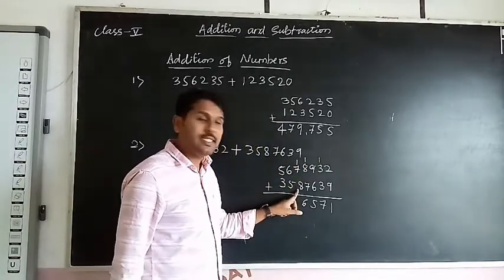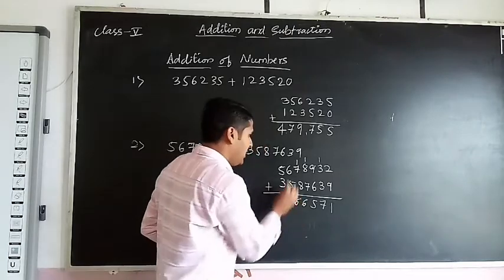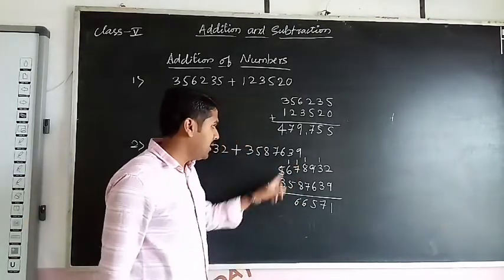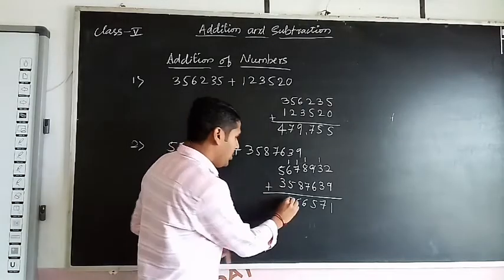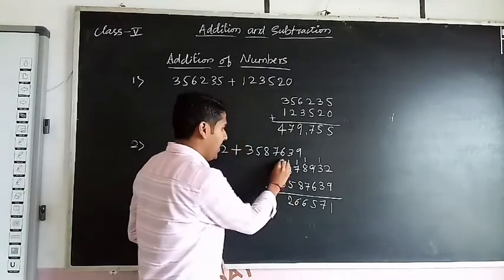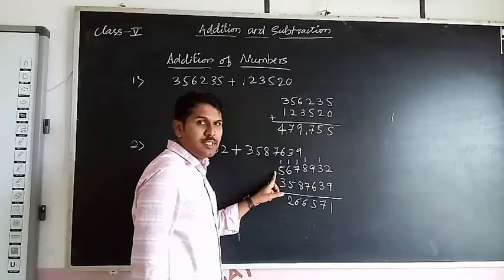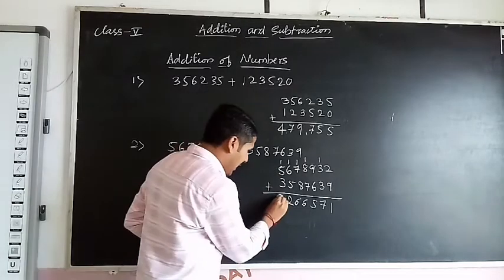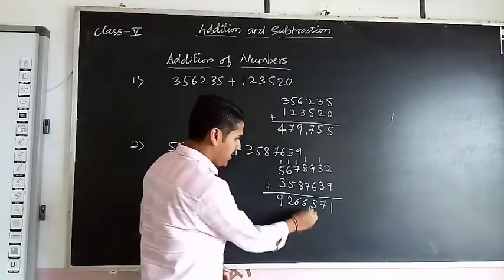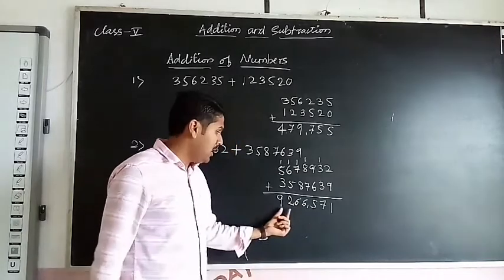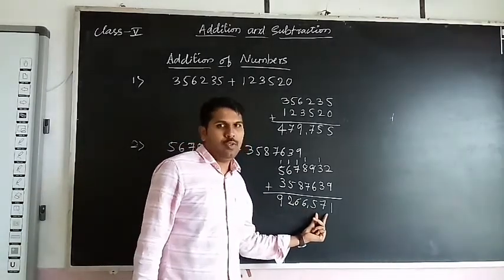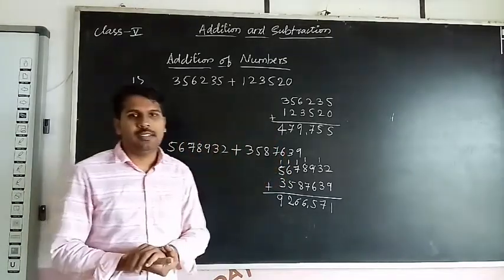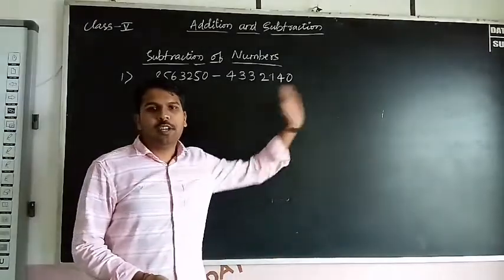8 plus 8, 16. What is that? 16. Next, 1 plus 6, 7. 7 plus 5, 12. So 2, 1 carry. 1 plus 5, 6. 6 plus 3, 9. So what is the number in Indian system? 92,66,571. Okay, this is the addition of numbers. Next concept is the subtraction of numbers.